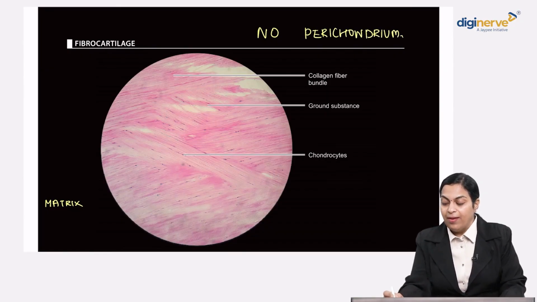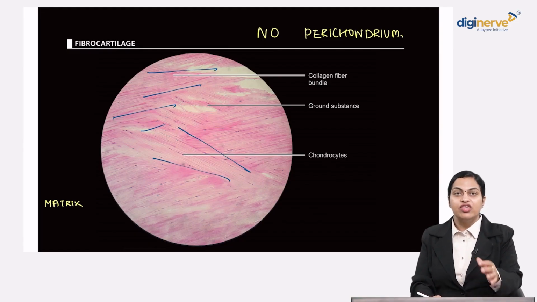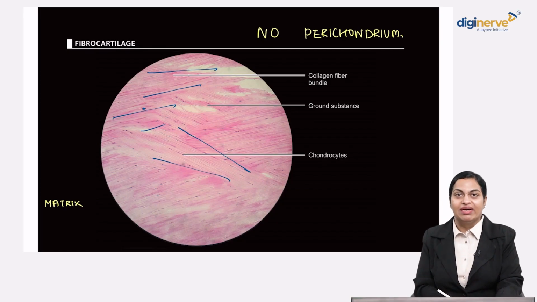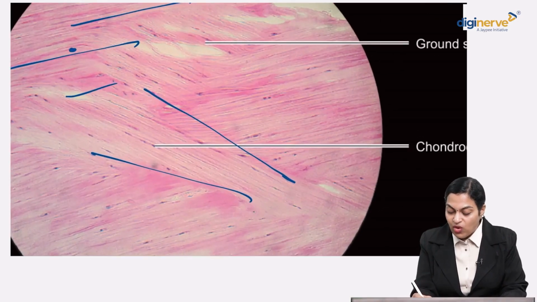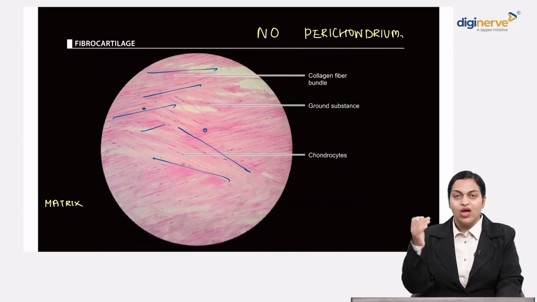You can see bundles of collagen fibers running in different directions, arranged parallel to the direction of stress. Okay, and close to these collagen fibers, you can see the fibroblast nuclei. Apart from that, you can also observe chondrocytes in lacuna, right? And the ground substance is very minimal.